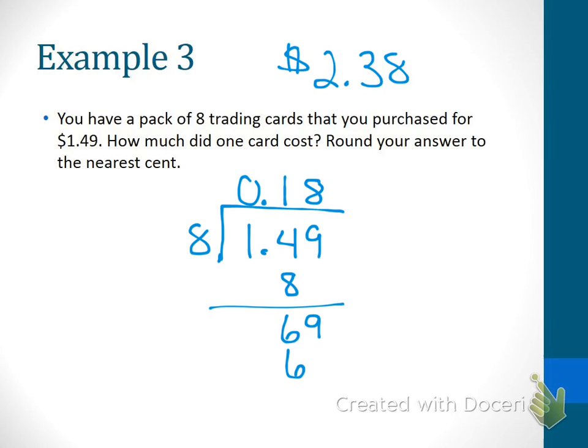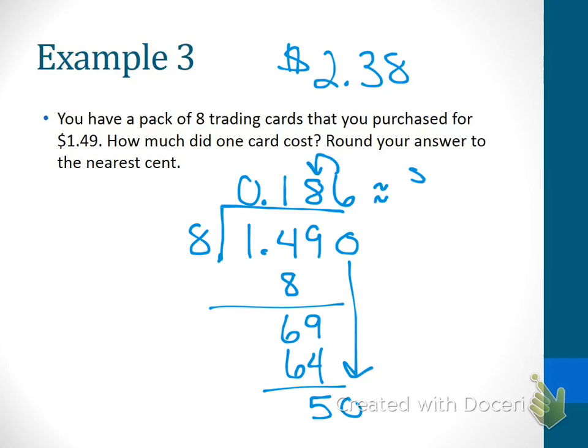8 times 8 is 64. Subtract, and I get 50. Got to add my 0 and bring it down. 8 goes into 50 6 times. So I've got to go to that third decimal place because now what happens to my 8? It rounds up to a 9. So my answer is approximately 19 cents.